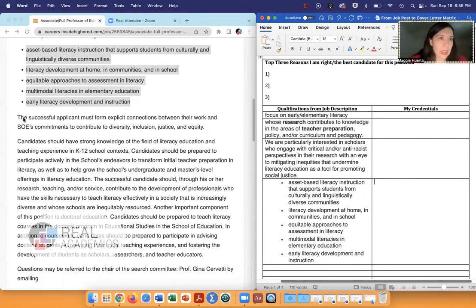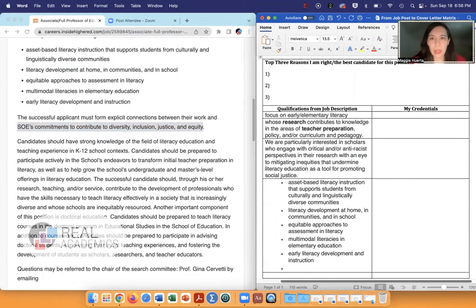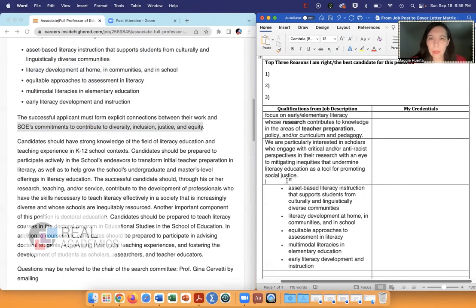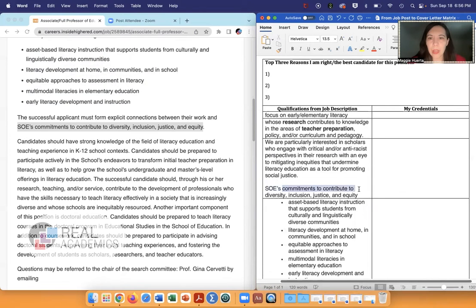All right. The successful applicant must form explicit connections between their work and SOE's, I guess, School of Education's commitments to contribute to diversity, inclusion, justice, and equity. So there are those words again. I think sometimes I group like with like because things are repeated, but I like to have their wording, this commitment to contribute. That might be something I could work into my own writing and how I phrase things.